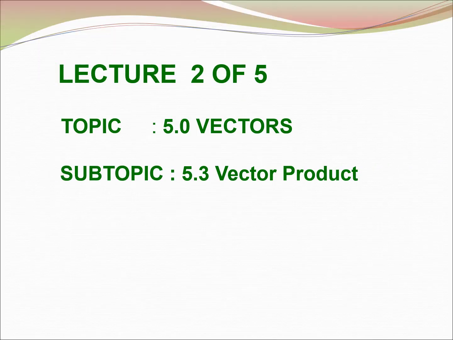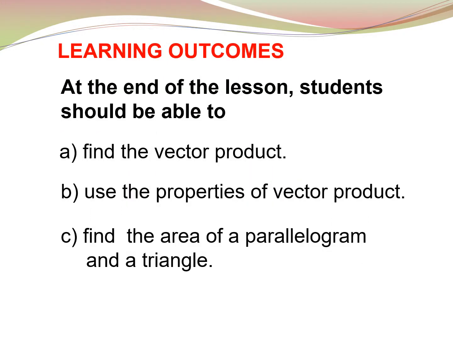Lecture 2 of 5, Topic 5, Vector, Subtopic, Vector Product. Learning outcome. At the end of the lesson, students should be able to: A. Find the vector product. B. Use the property of vector product. C. Find the area of a parallelogram and a triangle.